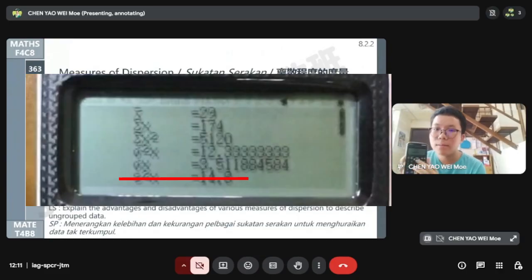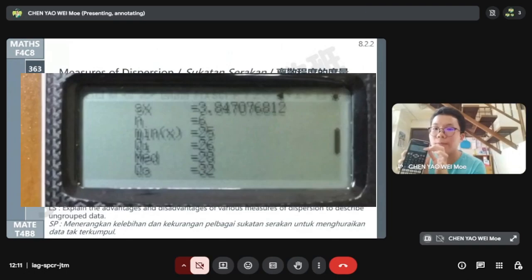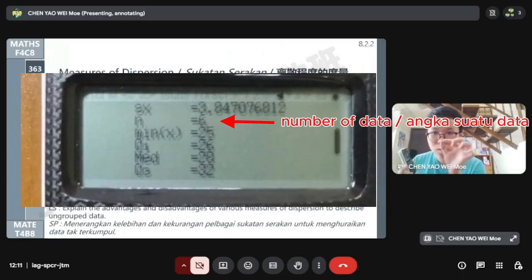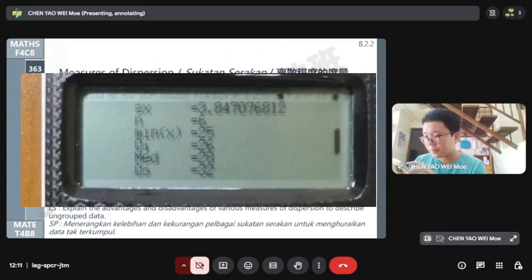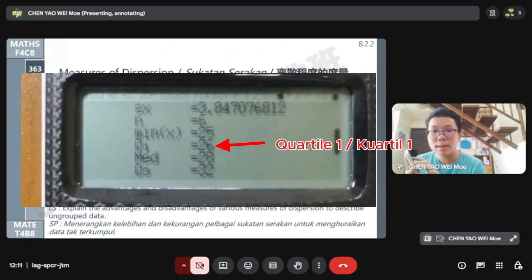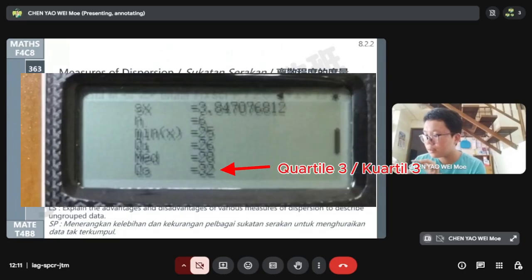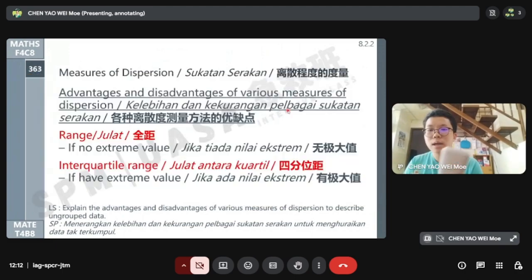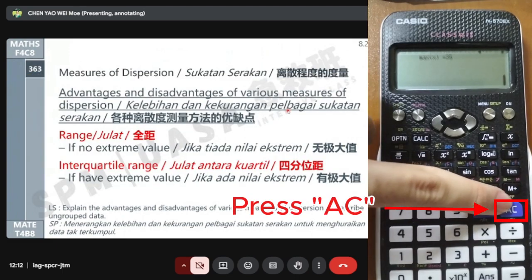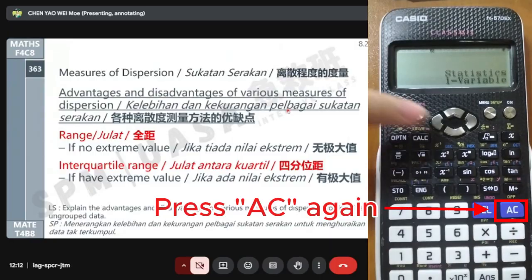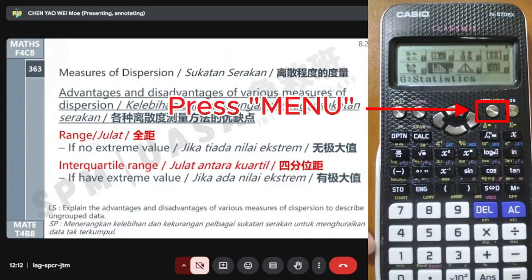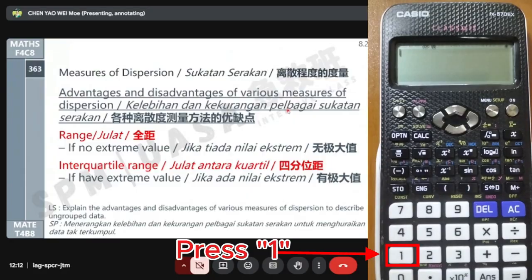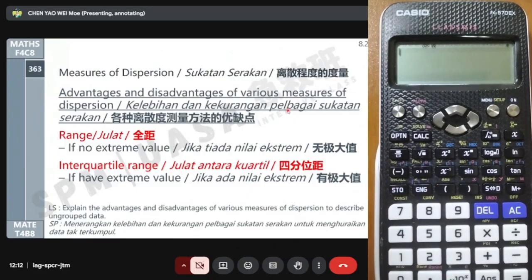How do we go down? Just go down, we have more information. This n is called the total number of data. Minimum, quartile 1, median, quartile 3, maximum. Remember, quartile 2 also equals the median. How do we go back to the original calculation? Press AC 2 times. Press menu, press 1. Then you can get back to the original calculation.